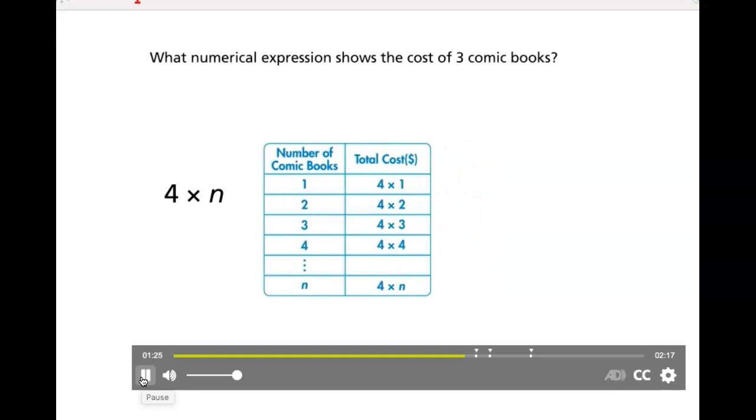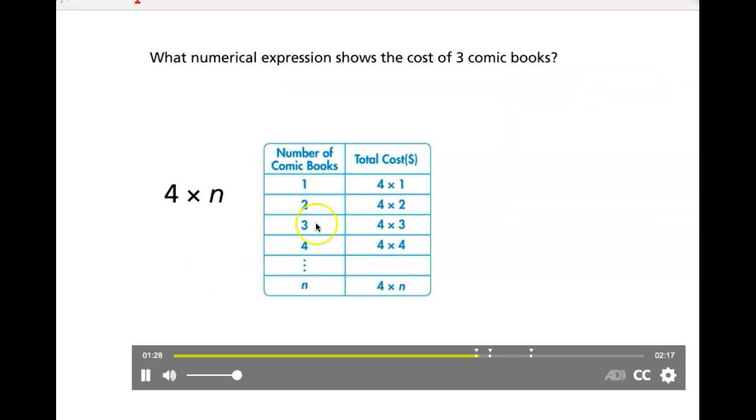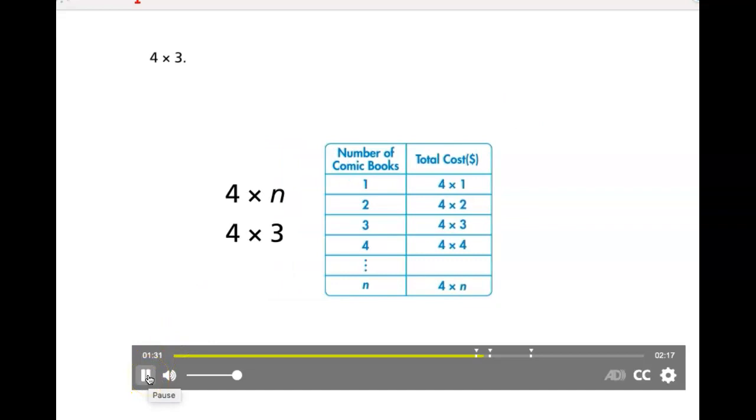What numerical expression shows the cost of 3 comic books? Select your answer. So which one? What will be the value of n that represents that? 4 times 3. All right, we'll take that. 4 times 3.